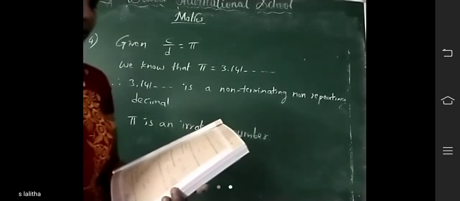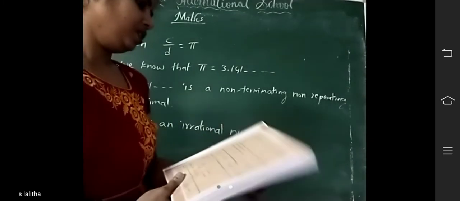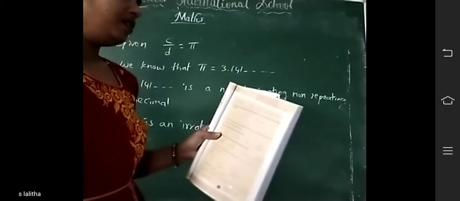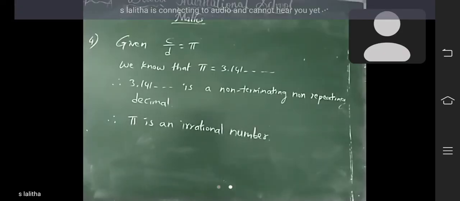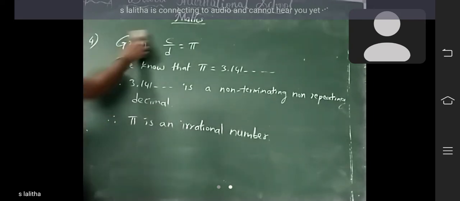Next, fifth Roman C, children. Rationalize the denominators of the following. So here some numbers are given. You have to rationalize the denominator. Already we learned the rationalizing factor before this exercise. Okay, children? You have to rationalize the denominator.